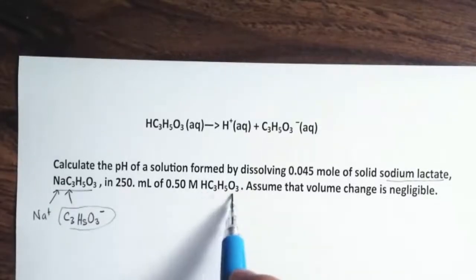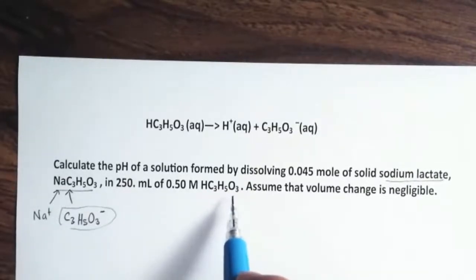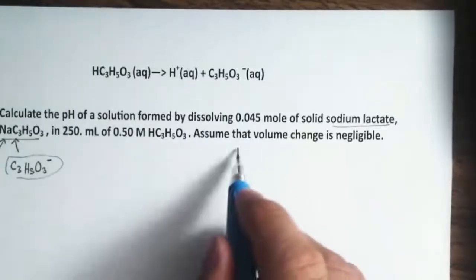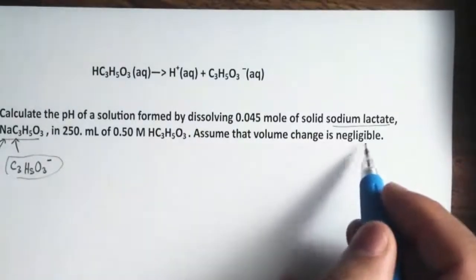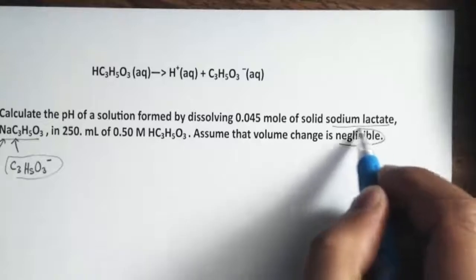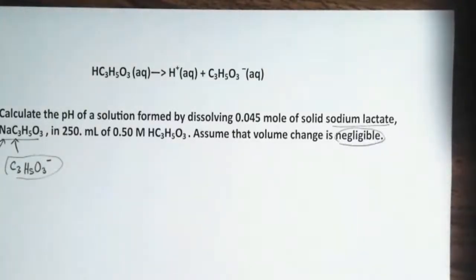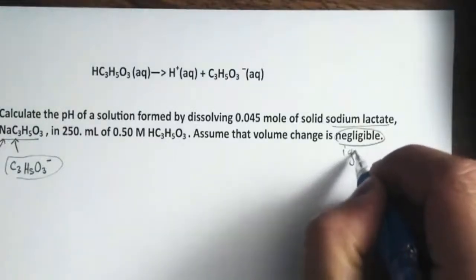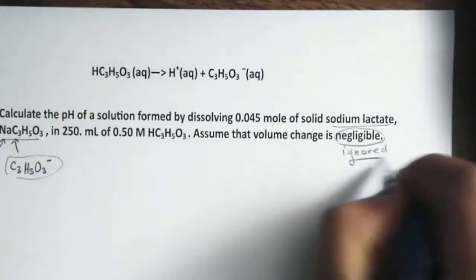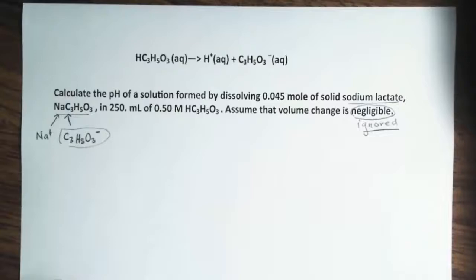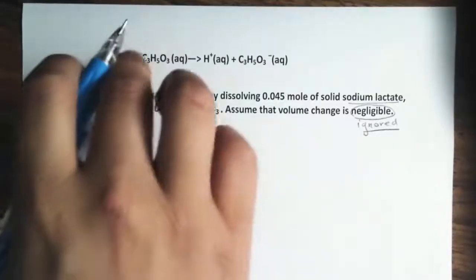And this will be the ion produced from sodium lactate in 250 milliliters of 0.50 molarity lactic acid, which we just observed before. Assume that the volume change is negligible. So what is negligible? Think of the term neglect. When you neglect somebody, you ignore that person. So ignore it.